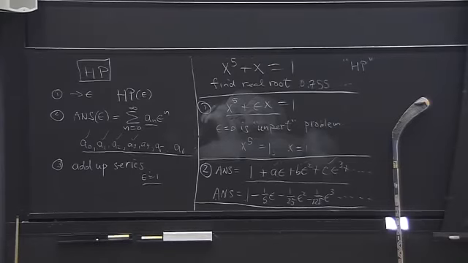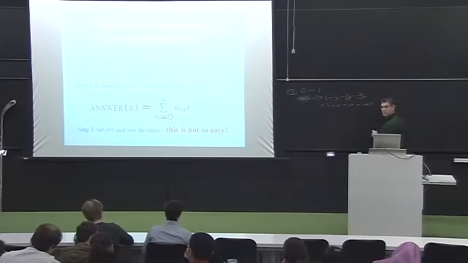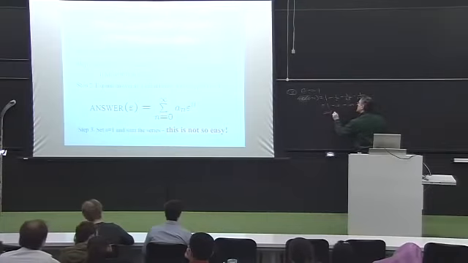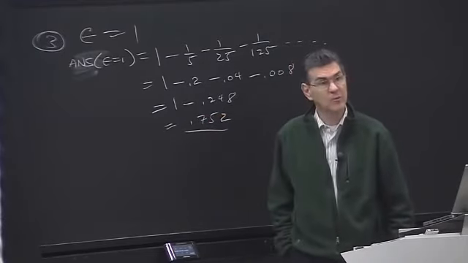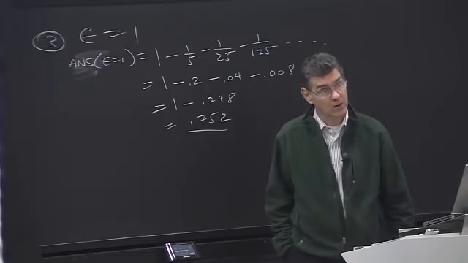We set epsilon equal to 1. And the perturbation series, this is the answer at epsilon equals 1. The perturbation series has the form 1 minus 1/5 minus 1/25 minus 1/125, and so on, which is 1 minus 0.2 minus 0.04 minus 0.008, right? Which is 1 minus 0.248, which is 0.752. Okay? That's the answer that we get, 0.752 so far.